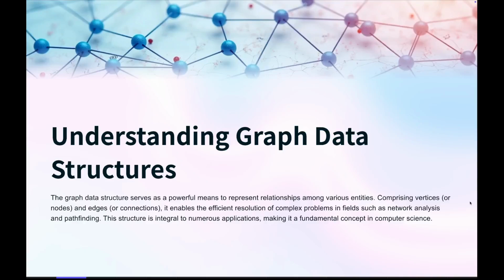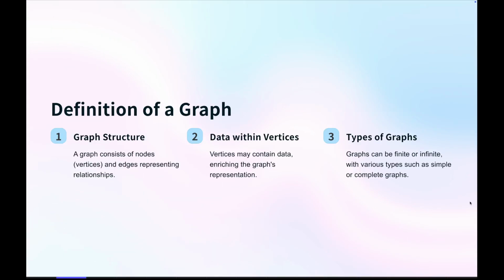Hello everyone. Today I'll be presenting on graph data structures, one of the most powerful and flexible tools in computer science. A graph allows us to represent relationships among entities. These entities are called vertices or nodes, and the connections between them are called edges. Graphs can be used everywhere, from analyzing social networks to finding routes on maps and also to modeling communication systems.